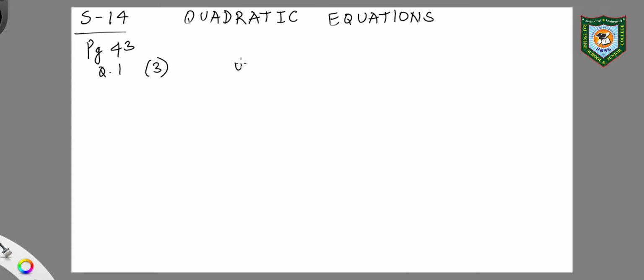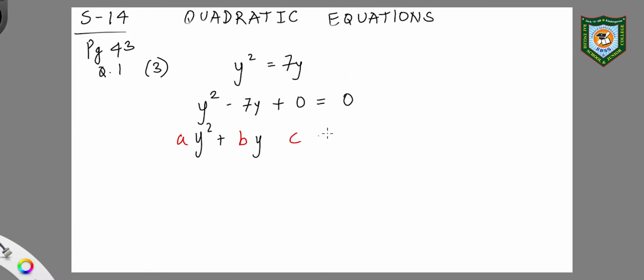So here we have y square is equal to 7y. We're going to bring everything to the left hand side. So I have y square minus 7y and I do not have a constant, so I'm just going to write a 0 here. Now I have to compare this to my standard equation, which is ay square plus by plus c is equal to 0. So my a value here is 1, b value here is minus 7, c value here is 0.